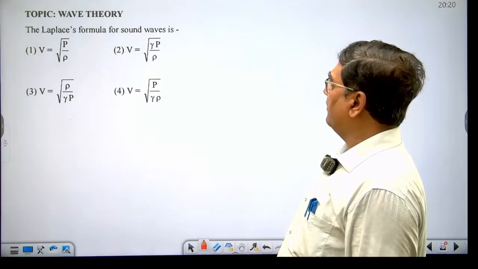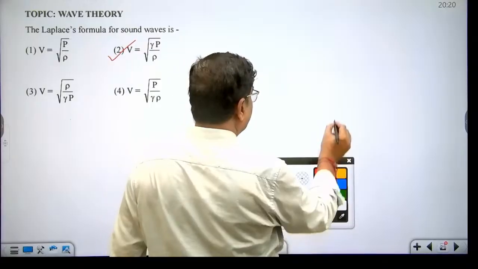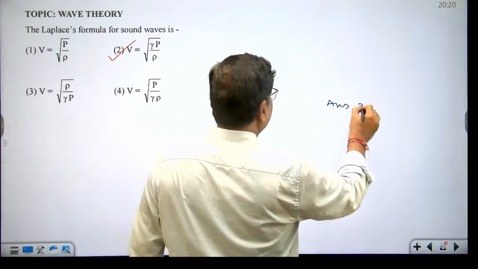The Laplace formula for sound wave is v equal to under root gamma P upon rho. Out of 4 choices, the correct answer is option 2.